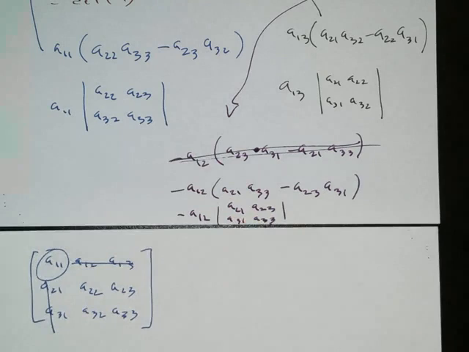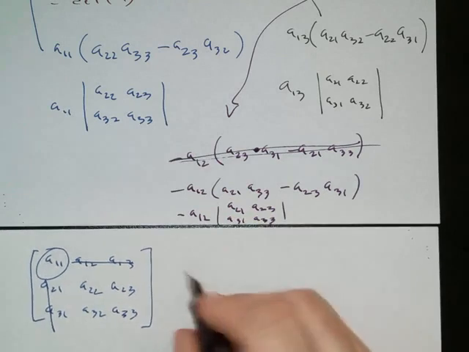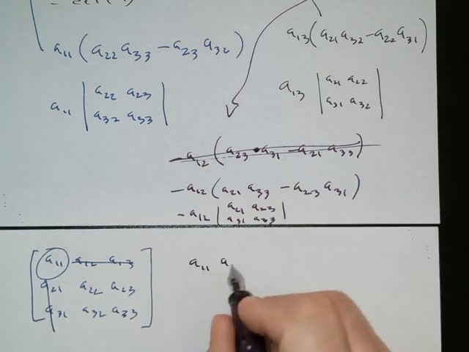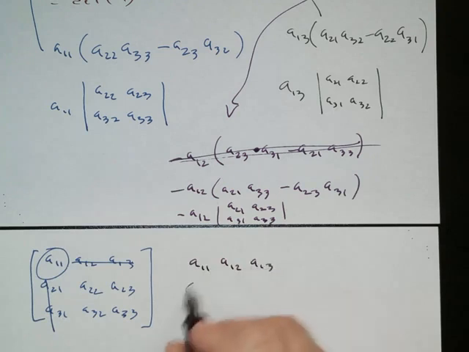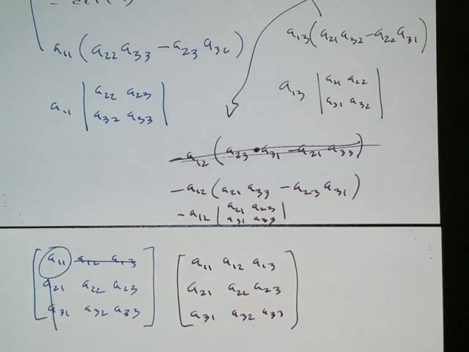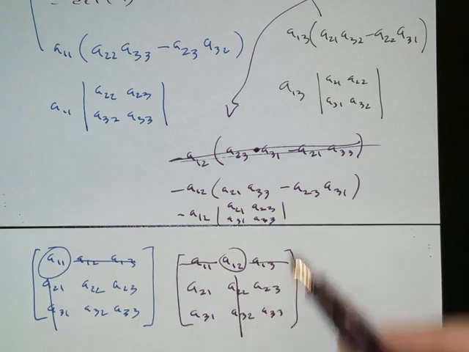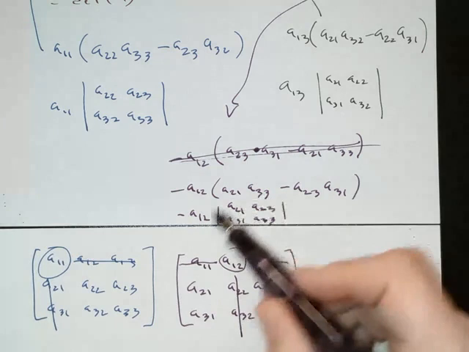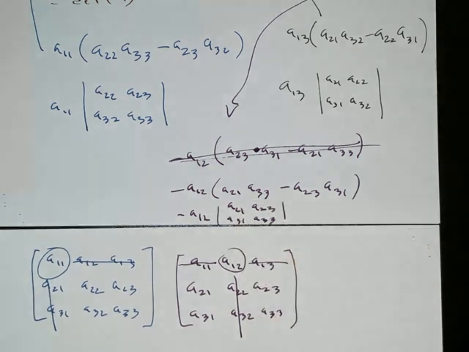In this one, the number on the outside is A12. If I circle that and scratch out the rest of that row and the rest of that column, the only four leftover numbers are exactly the four numbers I used here.